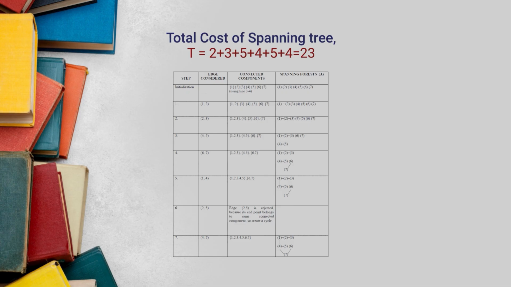Another minimum cost is 4, for 6, 7. By adding 6, 7, again you are not getting any cycle, so you can simply add it. Another minimum cost is 5, that is of 1, 4. By adding 1, 4, again you are not getting any kind of cycle, so you can add it. The next minimum cost is 2, 5. But by adding 2, 5 into the set, you are getting a cycle. So it means you cannot add this particular edge.